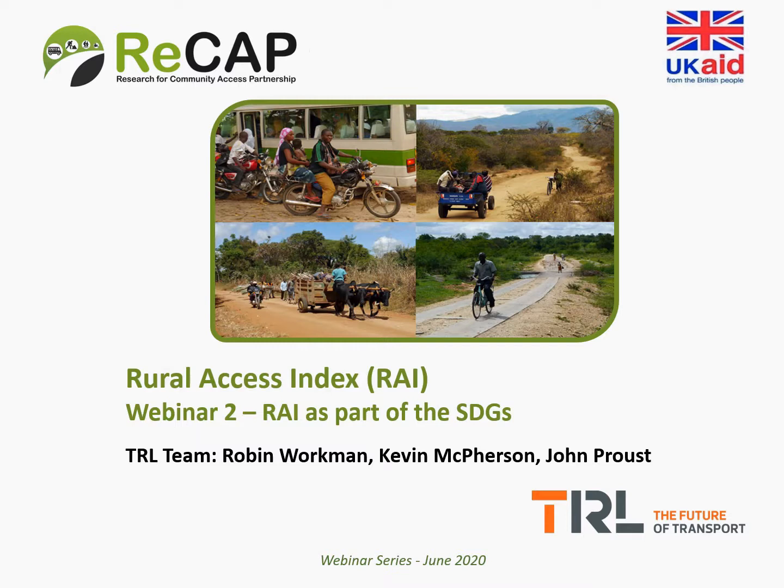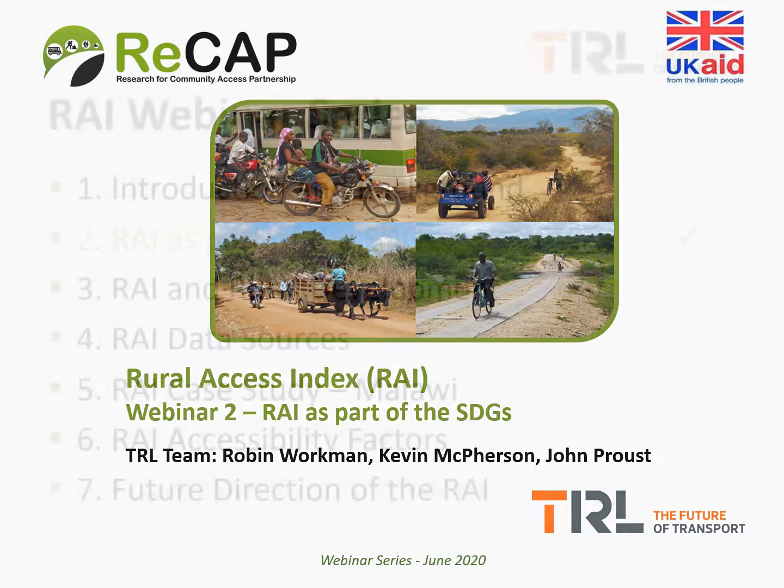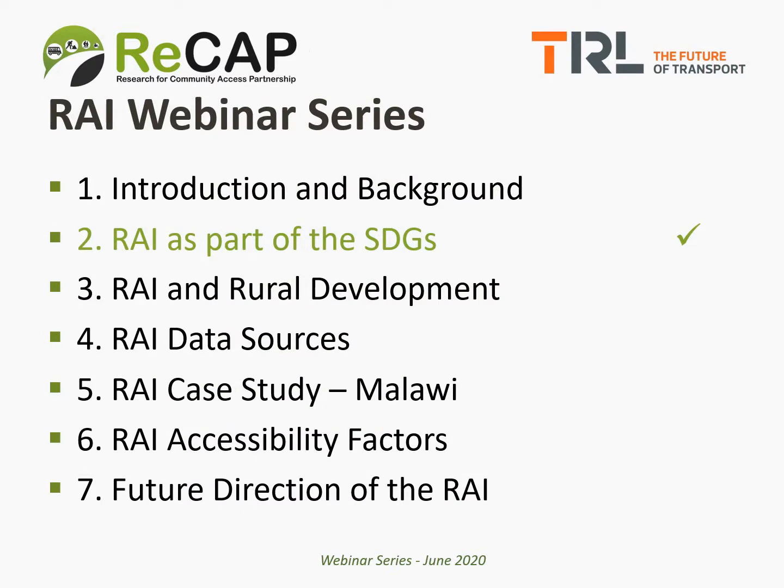This webinar addresses the Rural Access Index as part of the UN Sustainable Development Goals, or SDGs. This presentation is part of a series of webinars produced under this project. Each webinar in this series is a maximum of 10 to 15 minutes long, and some frequently asked questions are included at the end of each module. The webinars will cover the topics shown here.